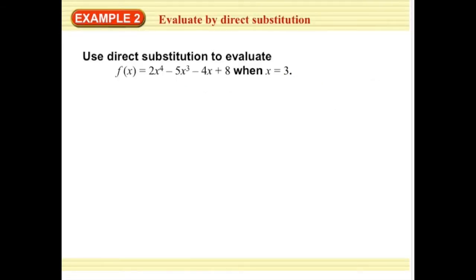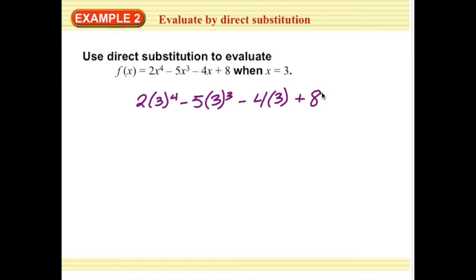Example 2 says to use direct substitution to evaluate. This is just a straightforward polynomial function. And it says when x is equal to 3, what is my solution going to be? So I'm just going to plug in 3 for all of my x values. So 2 times 3 to the 4th minus 5 times 3 to the 3rd minus 4 times 3 plus 8.